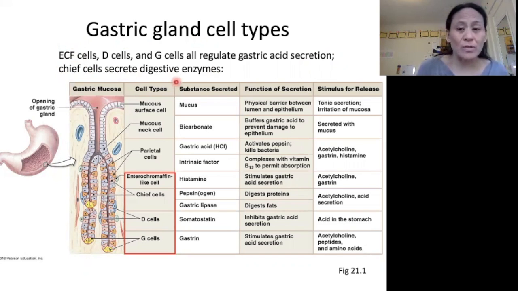So just taking a closer look at that, we have our enterochromaffin-like cells, or ECL cells. We have D cells and G cells, and these cell types all secrete hormones, as you can see, that are then going to regulate our HCl secretion. And then finally, we have our chief cells, which secrete pepsin. They actually secrete pepsinogen. I'll talk about that later. It's an inactive form of pepsin that digests proteins, and also gastric lipase that digests fats.